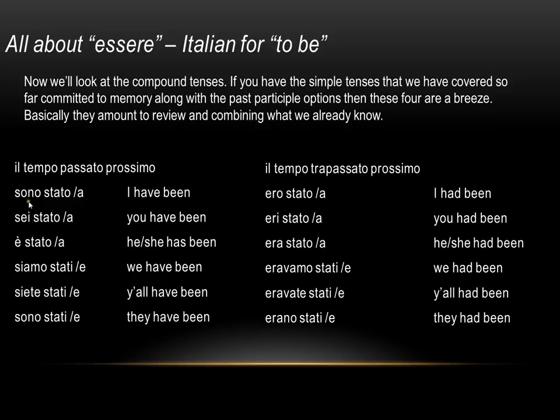And all you have to do is the auxiliary verb, sono, sei, è, siamo, siete, sono, changes to ero, eri, era, eravamo, eravate, erano. But the stato and stati remains the same. So sono stato, sei stato, è stato, siamo stati, siete stati, sono stati turns into ero stato, eri stato, era stato, eravamo stati, eravate stati, erano stati.